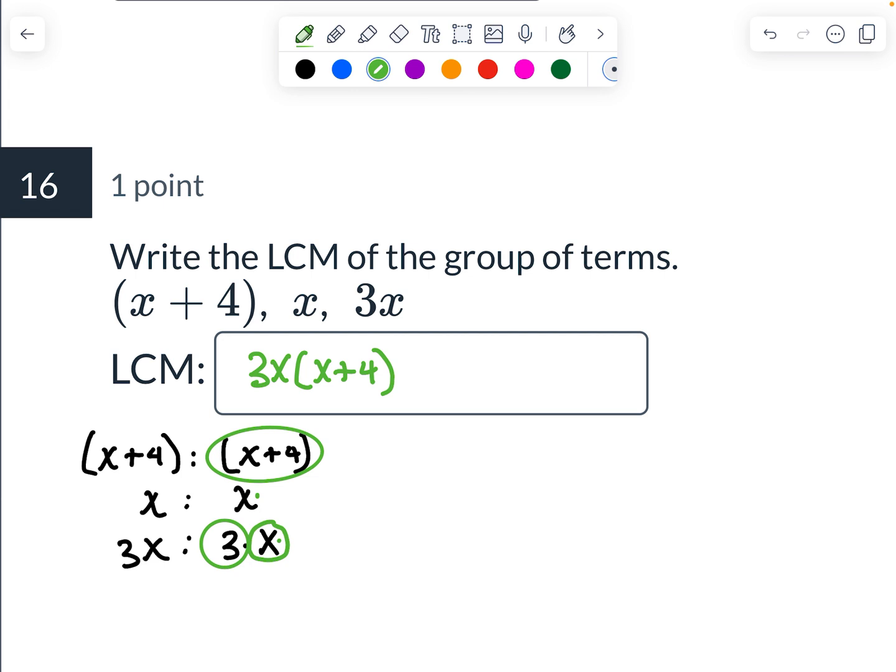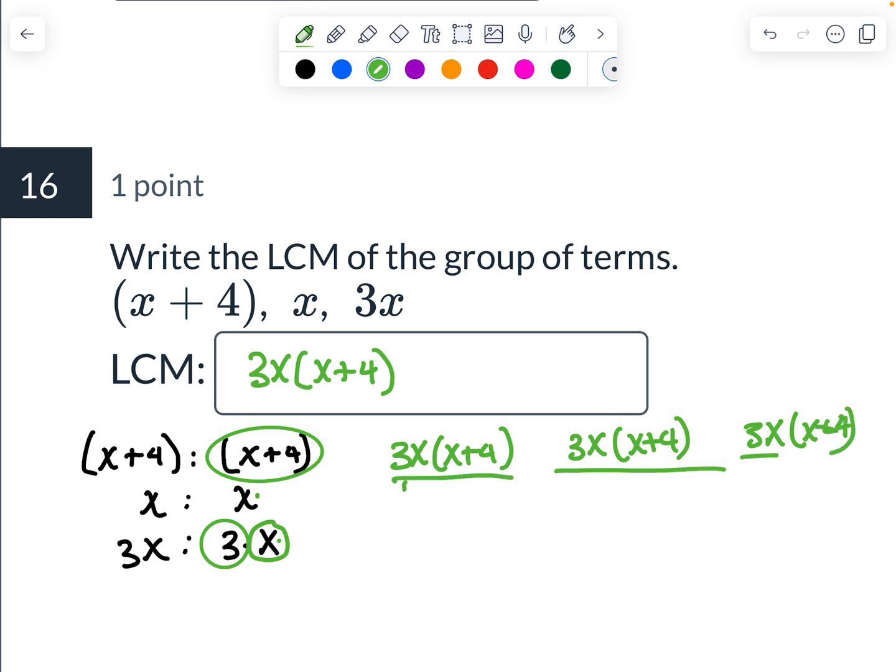So now if I double check my answer, 3x, x plus 4, I'm going to check it against all 3 terms, just to make sure I didn't make any careless errors like I did in the last problem. So if I try to take the first one, which is x plus 4, that will reduce. If I try to take the next one, that will reduce. And if I try to take the last one, that will reduce. So that is perfect. And that, my friends, is how you do the LCM.